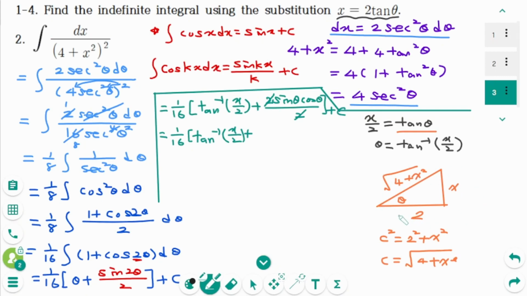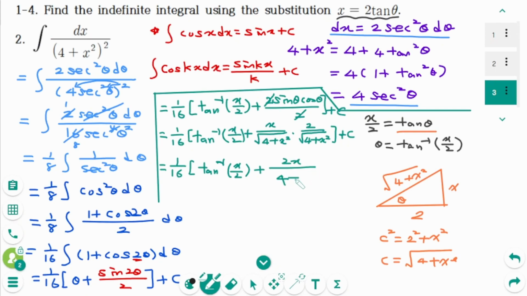Then use this triangle. Sine theta is opposite side over the hypotenuse, which is x over square root of 4 plus x squared, times cosine theta is 2 over square root of 4 plus x squared, plus c. Then the final answer is 1 over 16 arctangent of x over 2 plus 2x over 4 plus x squared plus c.